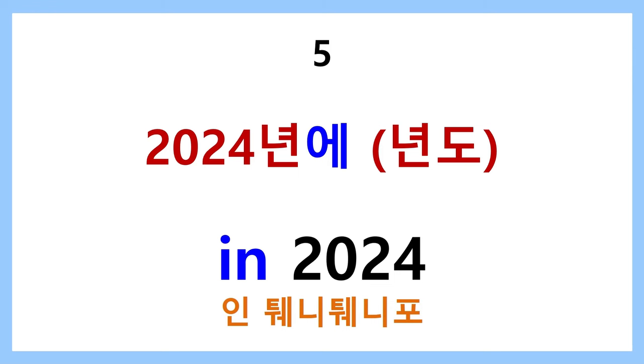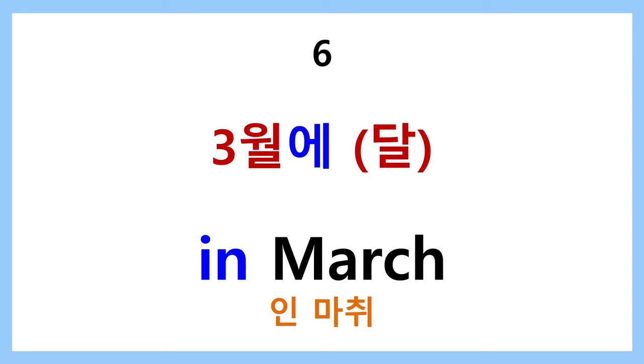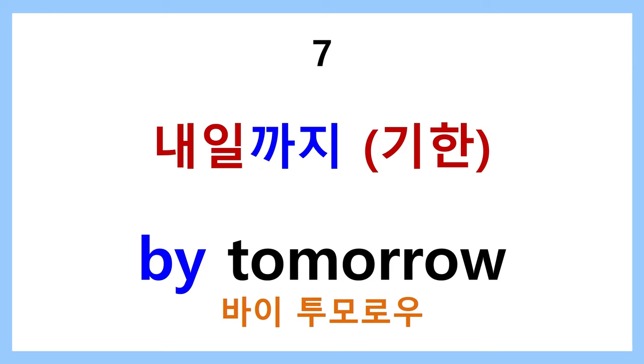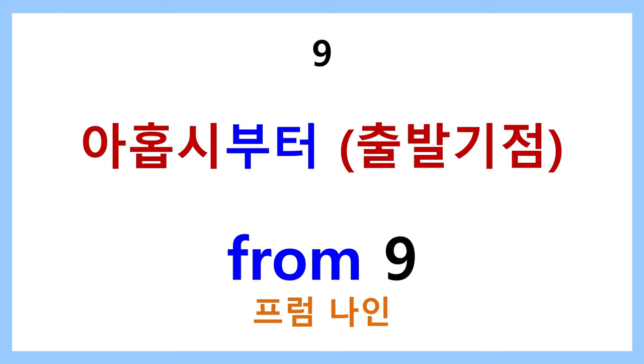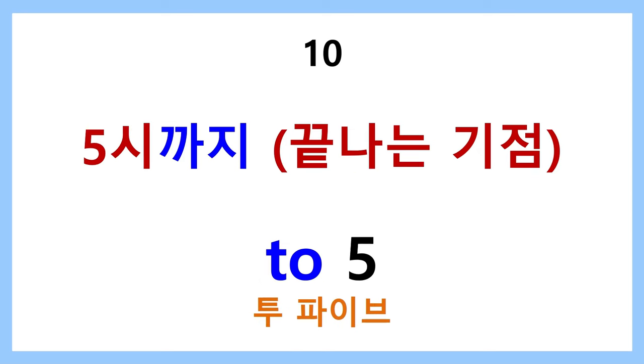In 2024. 2024년에, 연도. In March. 3월에, 달. By tomorrow, 내일까지, 기한. Till 5, 5시까지, 연속. From 9, 9시부터, 출발 기점. To 5. 5시까지, 끝나는 기점.